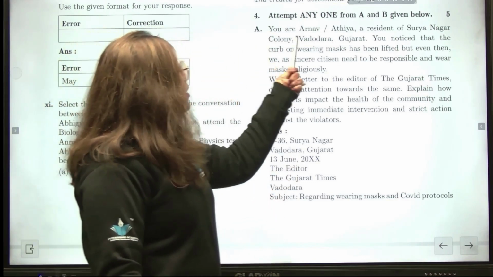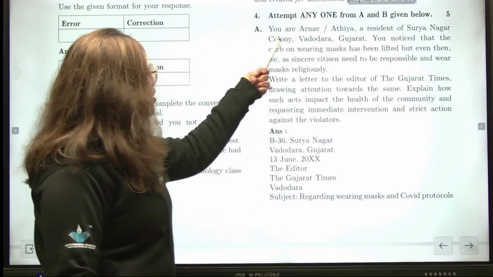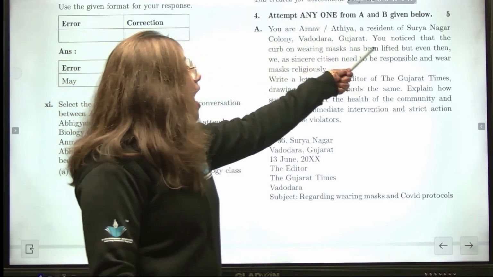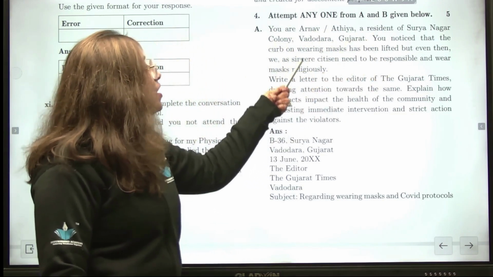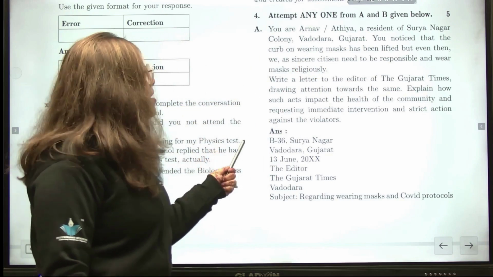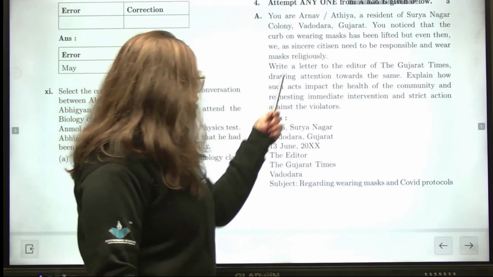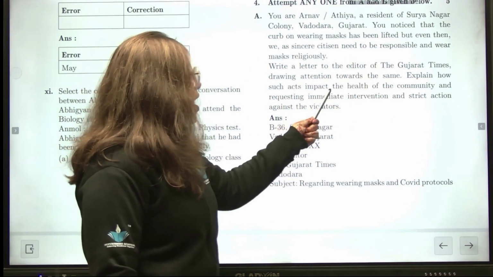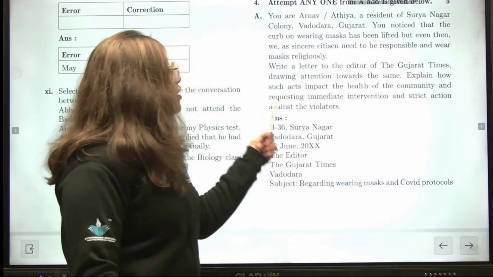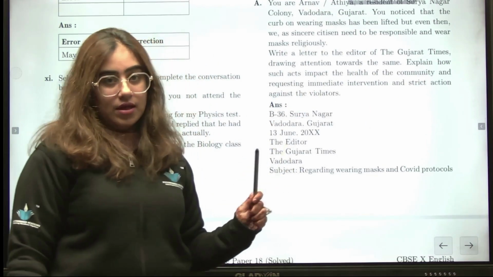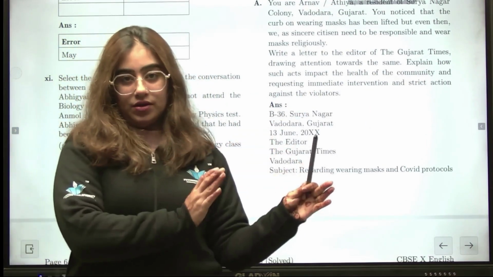Clear? You are Arnav Athia, a resident of Surya Nagar Colony, Vadodara, Gujarat. You notice that the curb on wearing mask has been lifted, but even then, we, sincere citizens, need to be responsible and wear masks rigorously. Write a letter to the editor of Gujarat Times mentioned here, drawing attention towards the same. Explain how such acts impact the health community and request immediate intervention and strict action against the violators. Alright, so let's start with the letter.